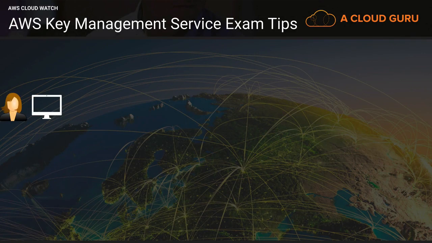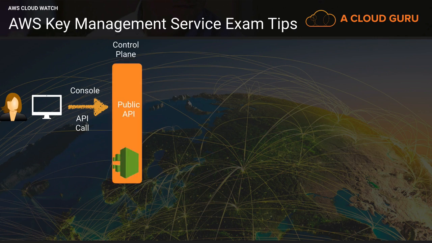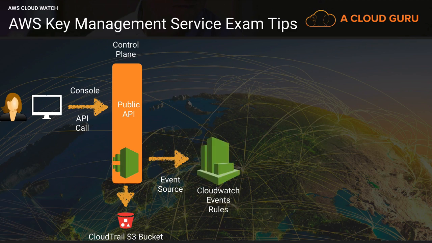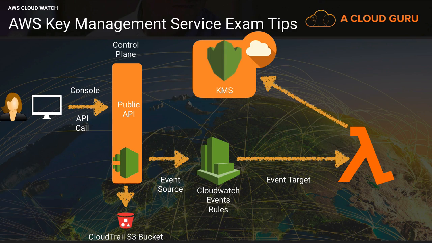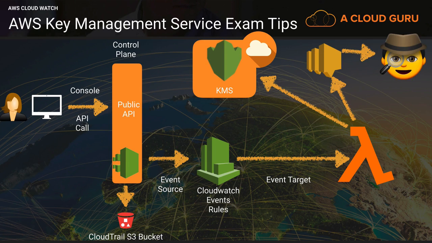Let's look at two scenarios. So we've got our user, they're using our console and they're going into the AWS control plane. They're interacting with a whole bunch of public APIs. Thankfully, you've got CloudTrail turned on and it's logging all that to an S3 bucket. CloudTrail is then sending an event source to CloudWatch. CloudWatch has a whole bunch of different event rules, and one of the event targets is Lambda. Lambda is detecting that a user has gone in and disabled a key. You can program a Lambda function to automatically respond to that and then go in and enable the key in KMS.